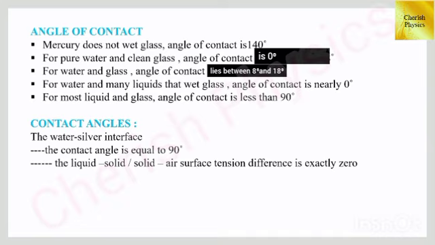For the water-silver interface, the contact angle is equal to 90 degree. Here, the liquid-solid and solid-air interface surface tension difference is exactly 0. We have to understand that here the surface tension is not 0. Only the surface tension difference is 0, because the surface tension between silver-air and silver-water interfaces are equal.